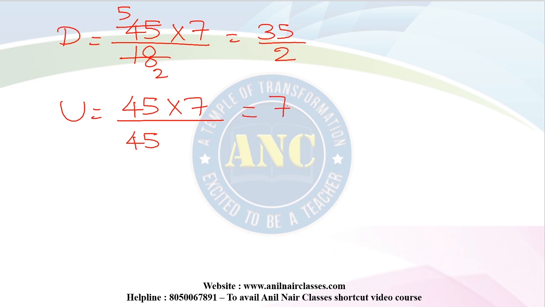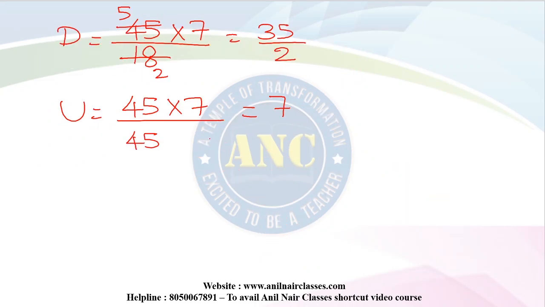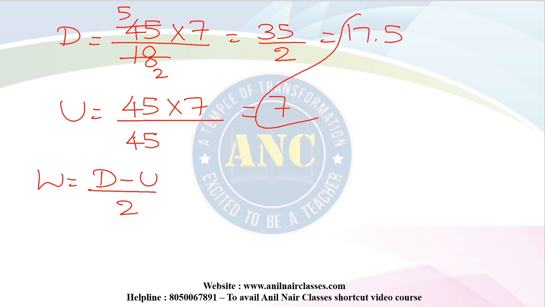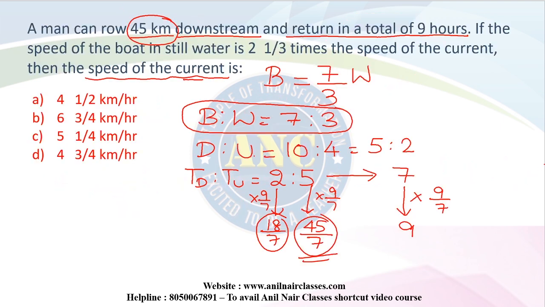Now we know the downstream speed and upstream speed. What is the question? You need to find the water current speed. So W is nothing but (D minus U) by 2. D is 35 by 2, which is 17.5, minus U, which is 7. 17.5 minus 7 is 10.5. 10.5 divided by 2 is 5.25. 5.25 is nothing but 21 by 4 kilometers per hour. Very, very easy question. The answer for this question is 21 by 4 kilometers per hour.